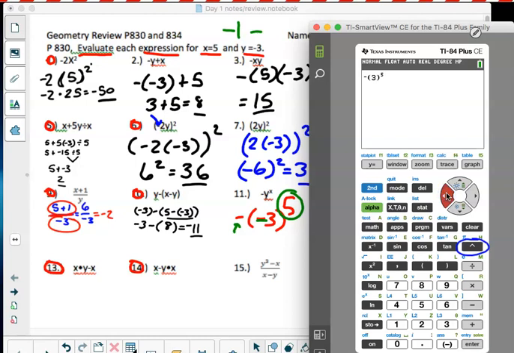And I can enter this. I can go second, insert my negative, because I wanted to make sure I have a negative. And now I can hit enter, and my answer is 243, as I thought it would be.